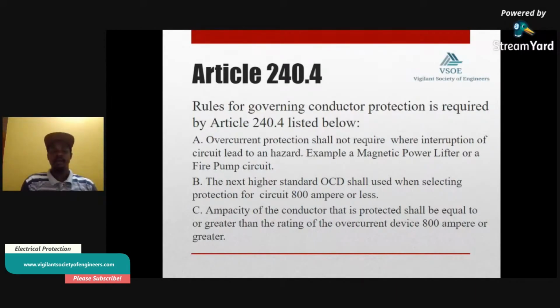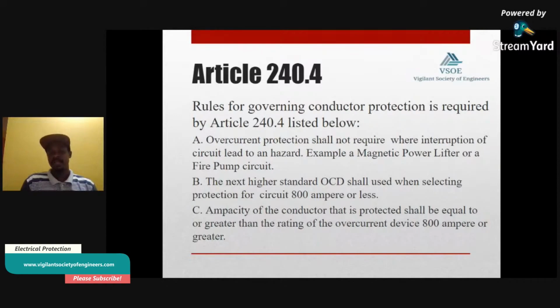All right. Now, these rules require that when the ampacity rating for the conductor that is selected is less than 800 amps, we may have a situation where we're going to choose an overcurrent protection device that is a little higher. All right. So the next higher standard rating shall be selected for any conductor less than 800 ampere.